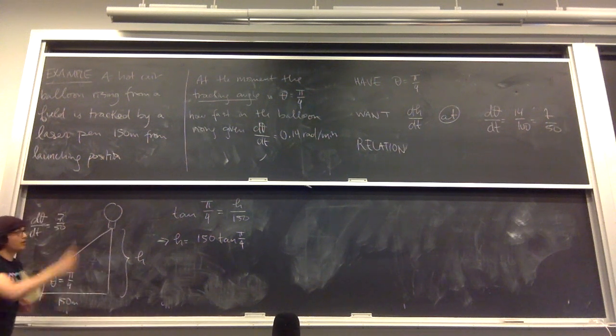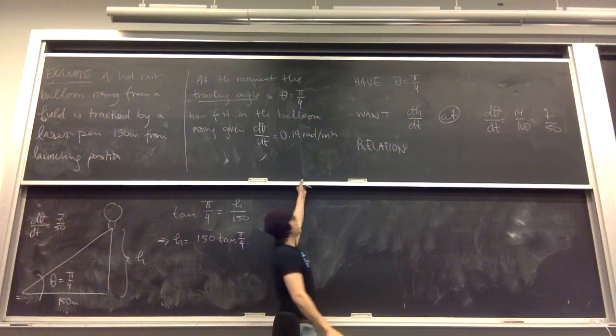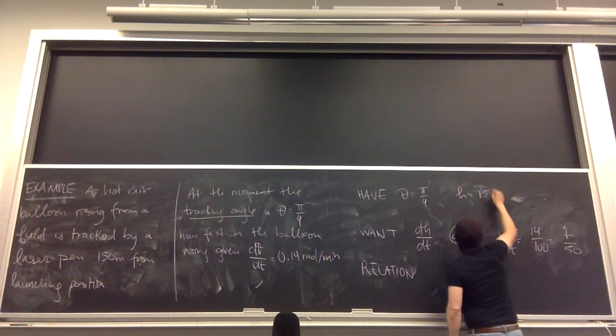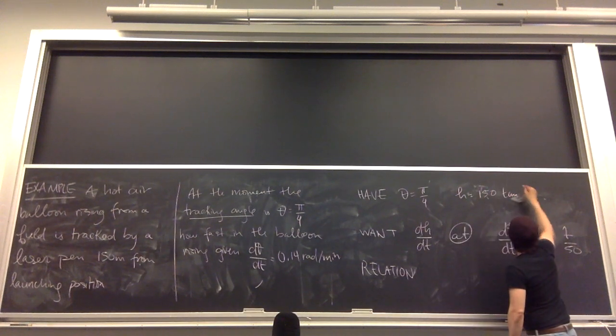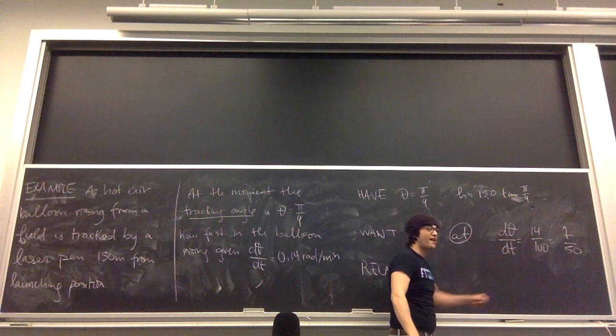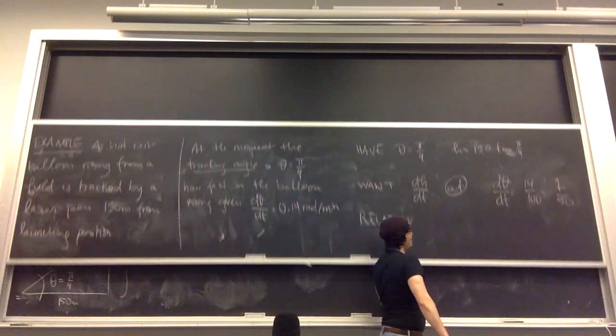Okay, so I also have, actually, that h is 150 tan pi quarter. Okay, so things that you have may also be hidden behind stuff. Just keep that in mind.